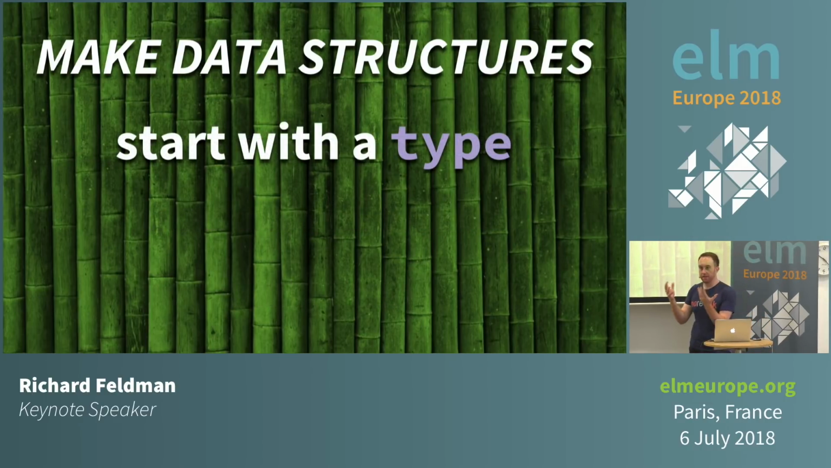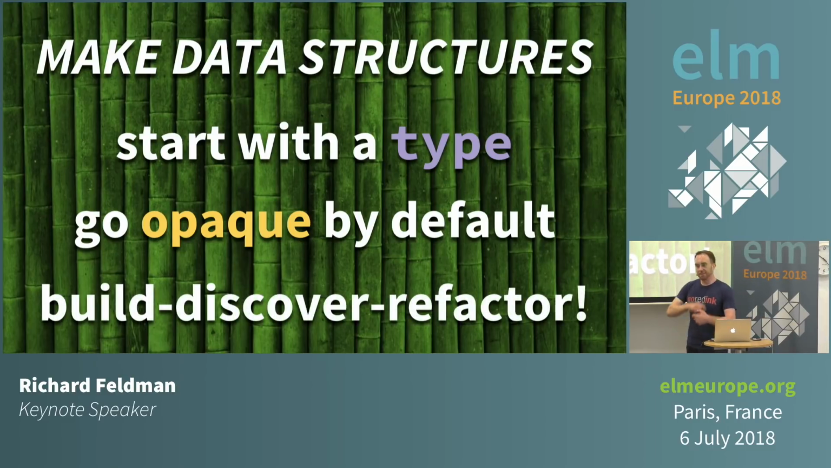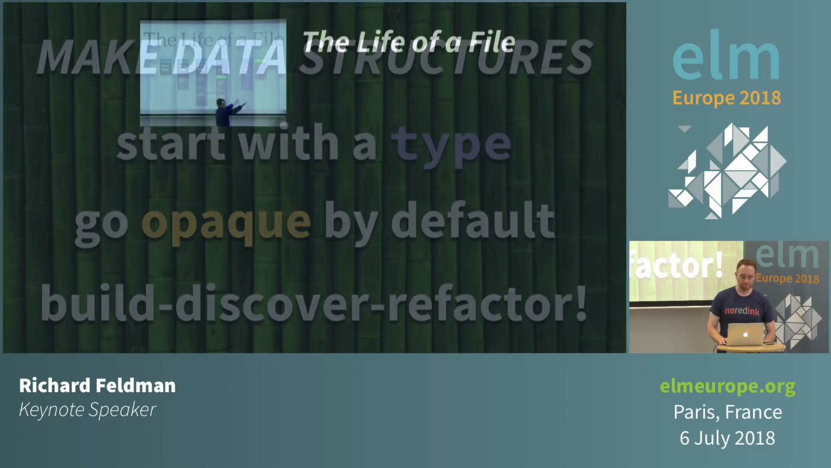And finally, implementation-wise, start with a type, go opaque by default, and maybe you'll end up deciding that you do actually want to expose everything, or maybe you have an enumeration and you want to expose everything. But if you're not sure, default to opaque. And finally, do the build, discover, refactor loop.